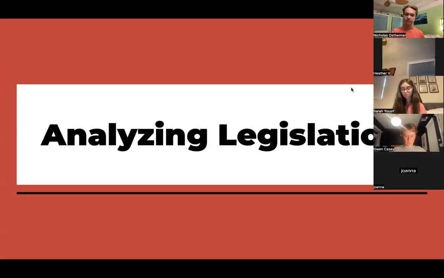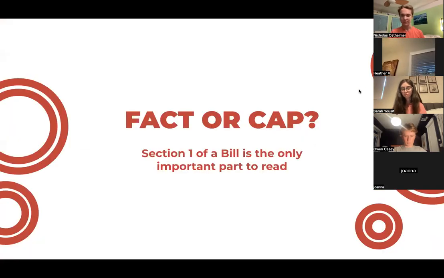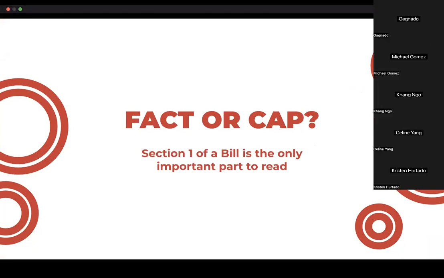Fantastic. Then we can go ahead and start off with one of the first issues when it comes to researching and actually preparing for a Congress tournament, analyzing legislation. Let's start off with a question. Fact or cap? Section 1 of a bill is the only important part to read. What do you guys think?